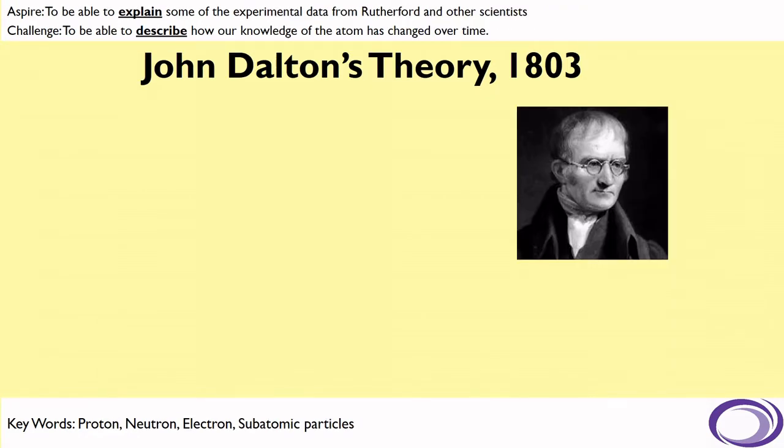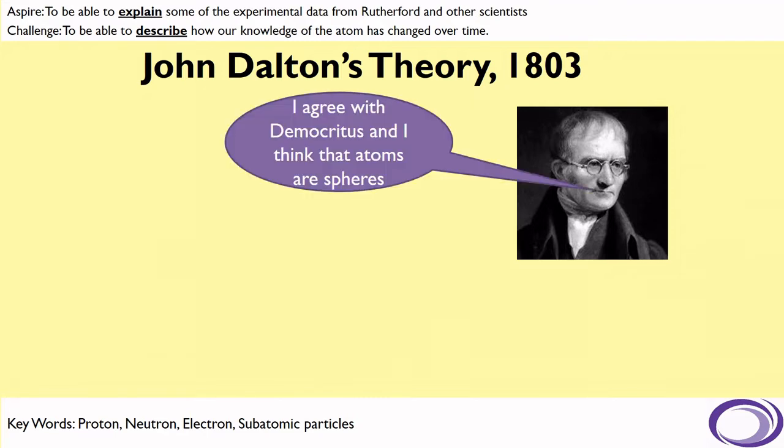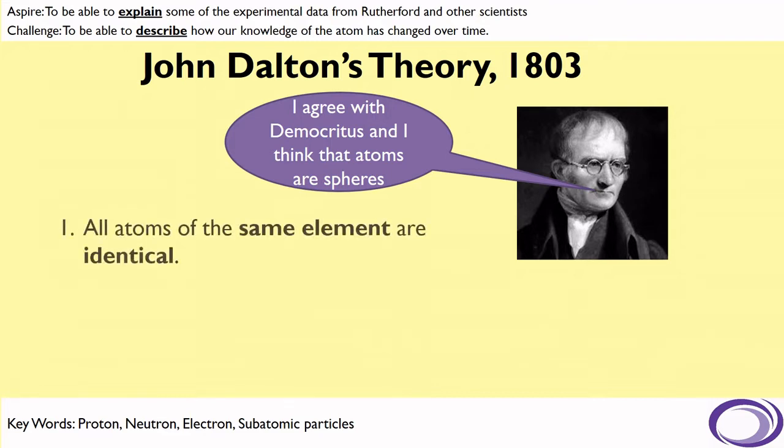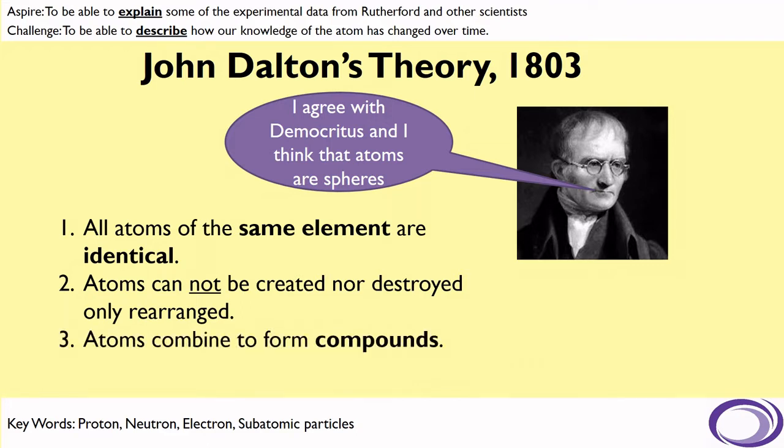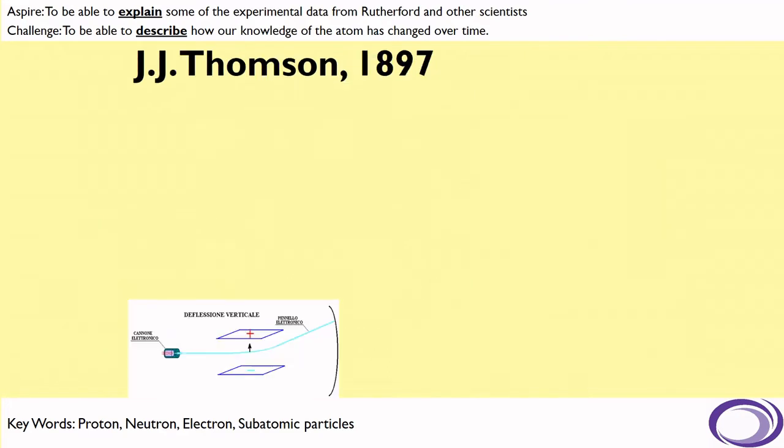The next scientist was John Dalton in around 1803, and he did a lot of experiments. So when he came up with his theory, he had a little bit of evidence. He said that he agreed with Democritus, and he thinks that atoms are sphere-like objects. He actually said that all atoms of the same element will be identical. Atoms cannot be created nor destroyed, only rearranged. And he also said that atoms could combine to form compounds.